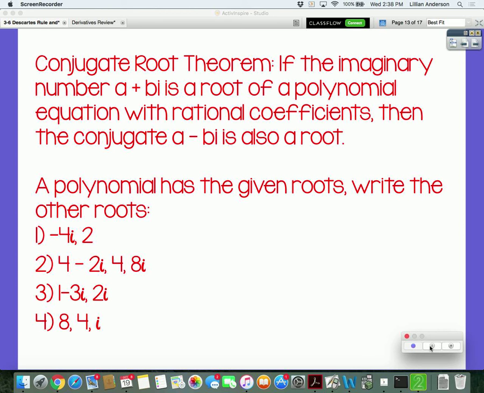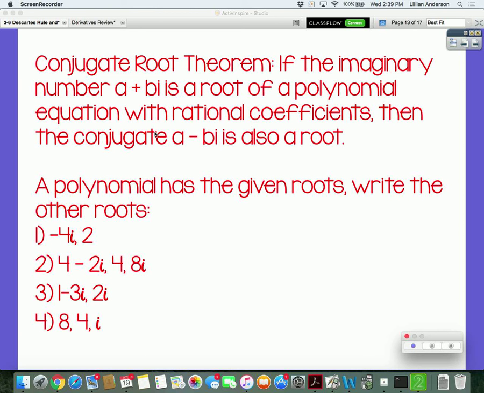So, if you have an imaginary number, numbers are always in the form a plus bi. A is your real part, and bi is your imaginary part. If that's a root of a polynomial equation, then its conjugate, a minus bi, is also a root. If you notice, the imaginary part changes signs. One's positive, one's negative, but the real part always stays whatever it is.